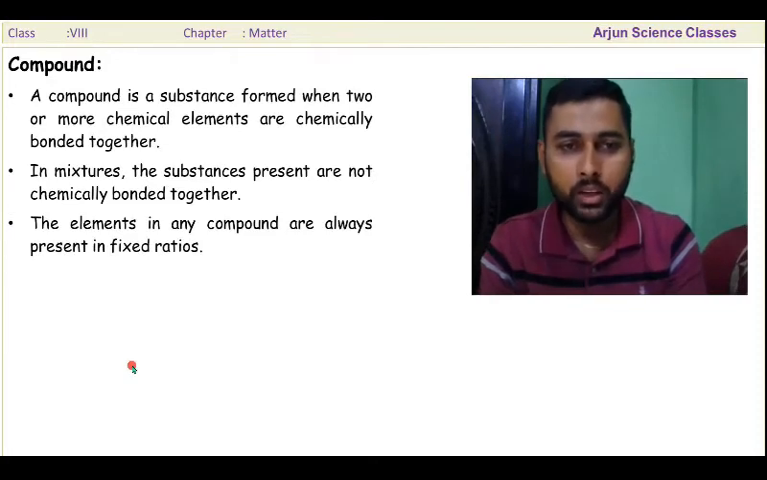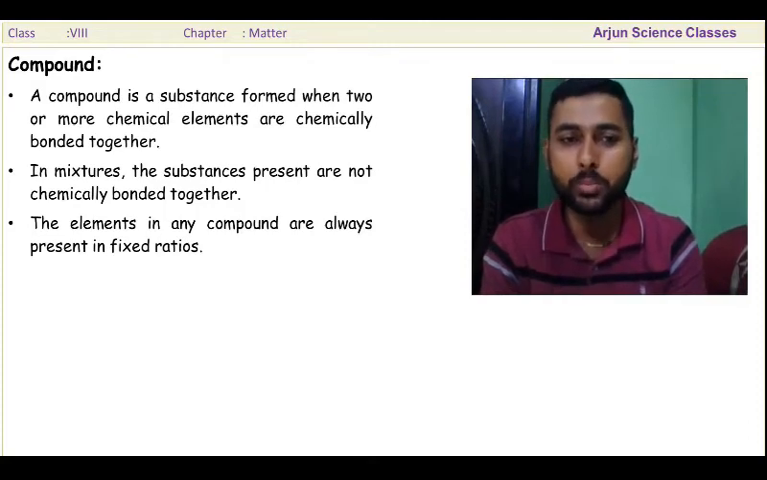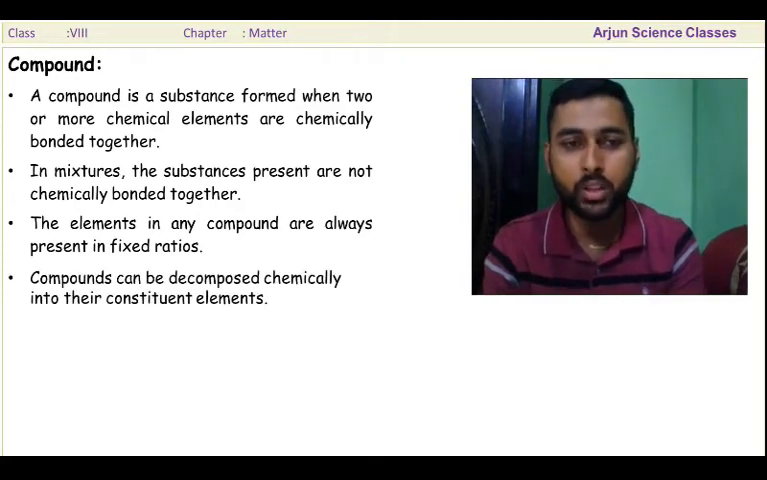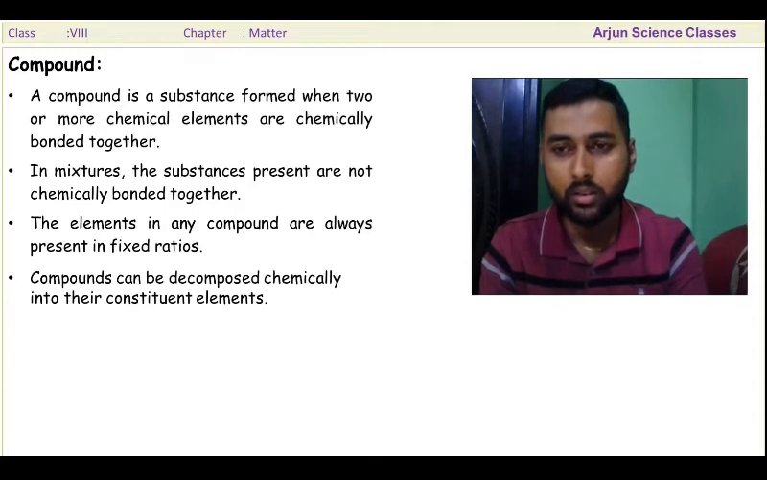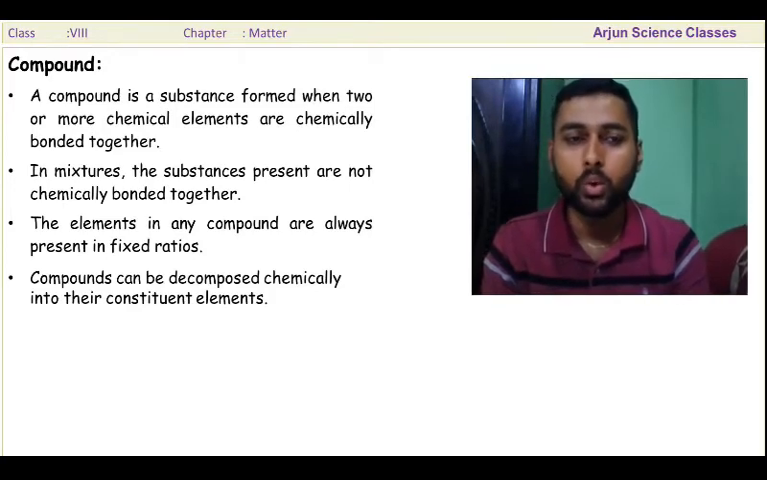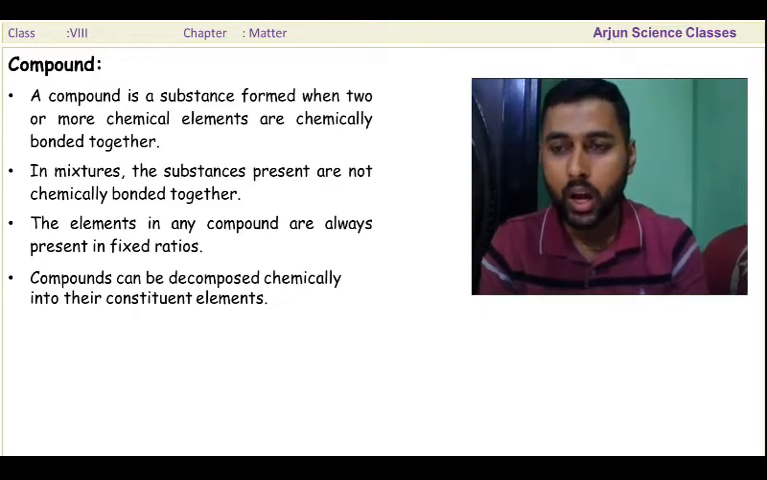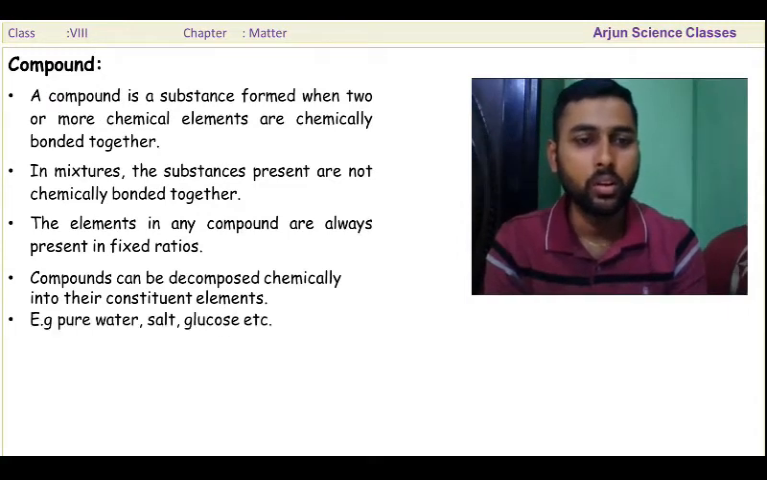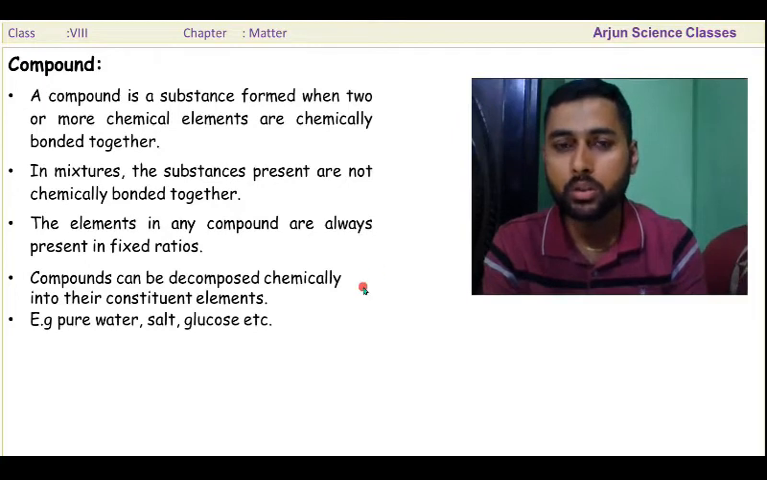The elements in any compound are always present in a fixed ratio, fixed proportion. Compounds can be decomposed chemically, not physically, into their constituent elements. For example, water can be decomposed into hydrogen and oxygen by electrolysis of water. Examples: pure water, salt, glucose, these are compounds.